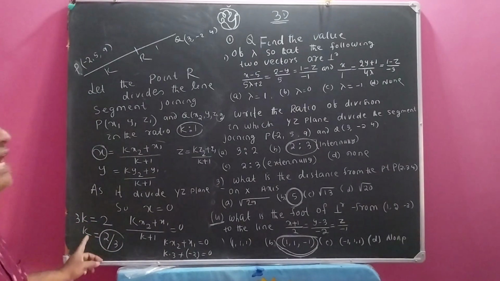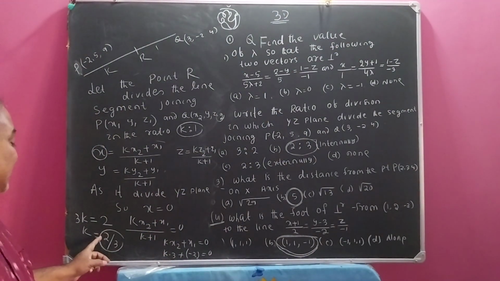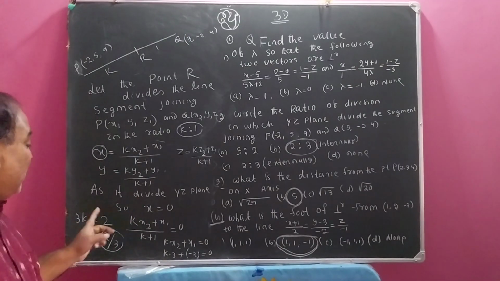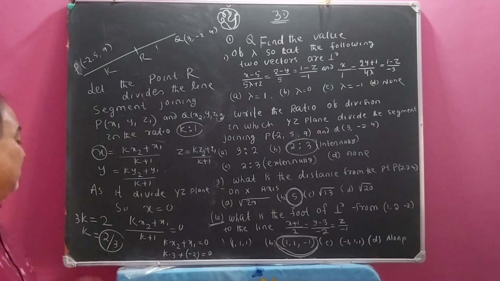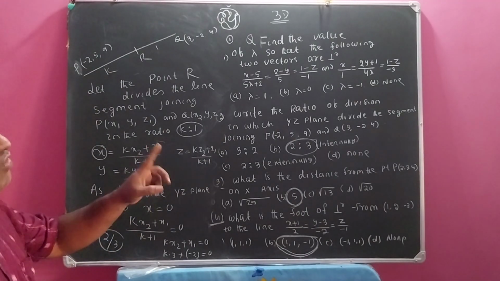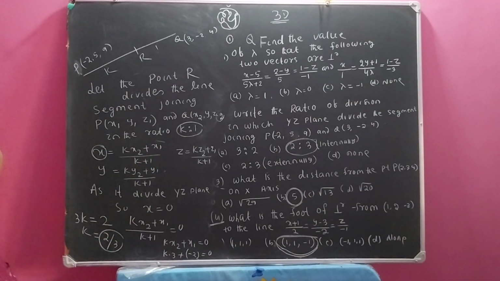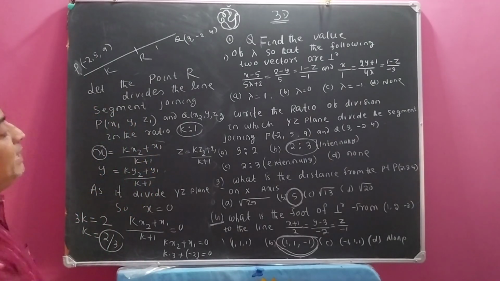Internally, if a negative sign comes in, then it is externally. If a negative sign comes in, then we have to write the ratio of division 2 is to 3 externally. But here it is a positive sign. Hence, the ratio of division is 2 is to 3.